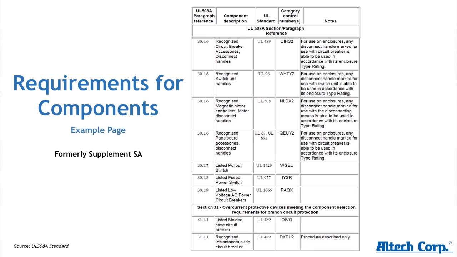So in case you need to find one of these components, you can go to ul.com, go to the product IQ page, search for the category control number if you need one of these components, and it will spit out all the manufacturers who have components approved to that category control number.